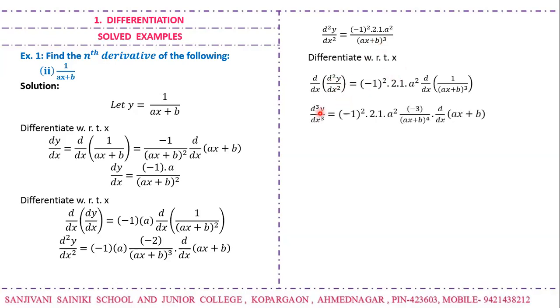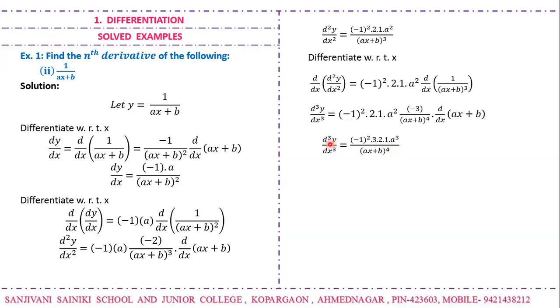So we get d cube y by dx cube as minus 1 square 2 into 1 into a square into minus 3 upon (ax plus b) raised to 4 into d by dx of (ax plus b). Its derivative is a. So d cube y by dx cube is minus 1 square 3 into 2 into 1 into a cube upon (ax plus b) raised to 4.